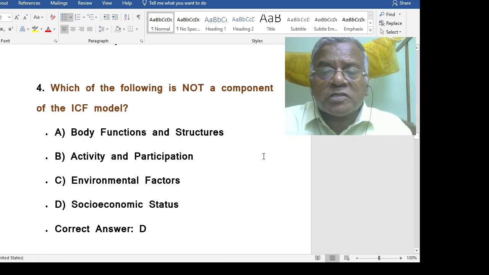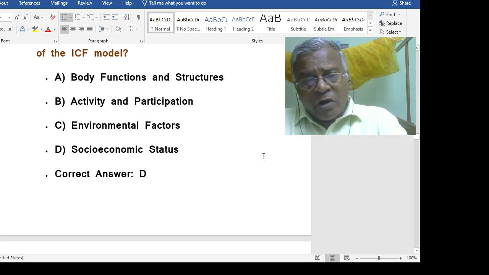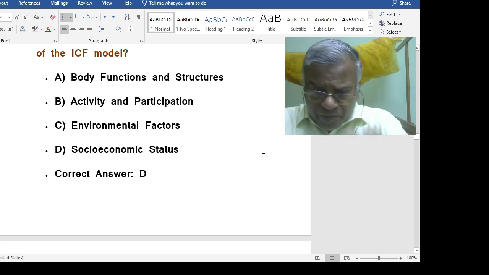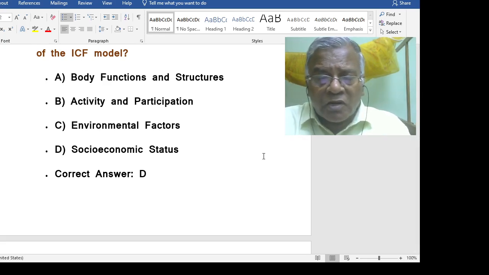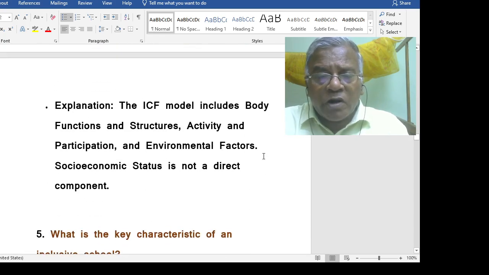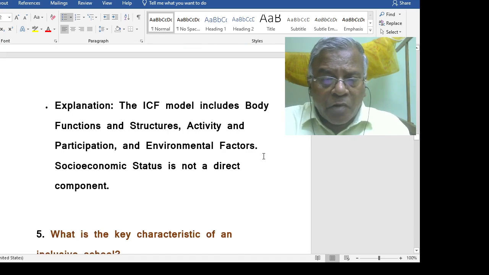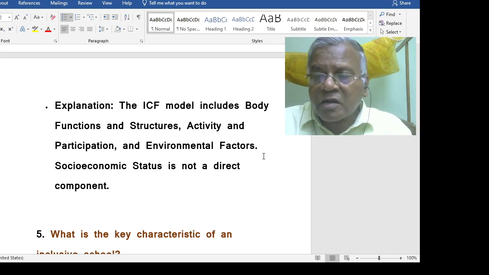Which of the following is not a component of the ICF model? That is, you know, body functions, activity participation, environmental factors are all related. Socioeconomic status, no way it is connected here. So ICF model includes body function structures, activity and participation and environmental factors. Socioeconomic status is not a direct component.